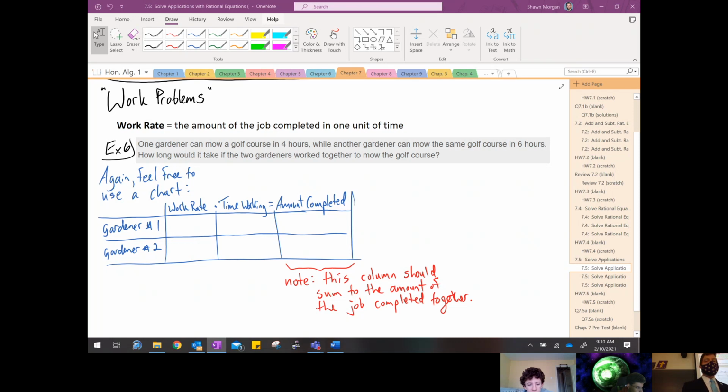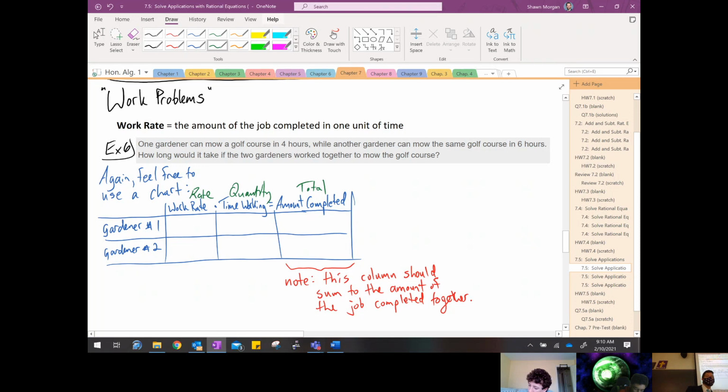So for our little problem right here, look at the chart that I've got set up. At the top of this chart, we've still got rate times quantity equals total. Obviously, work rate is rate. The time spent working is our quantity. And the amount of the job that gets completed is our total.